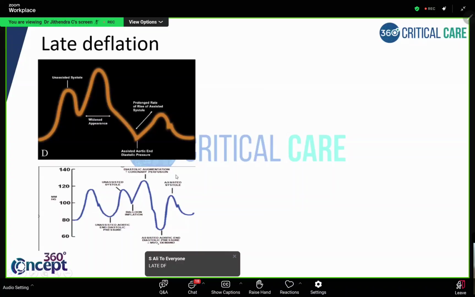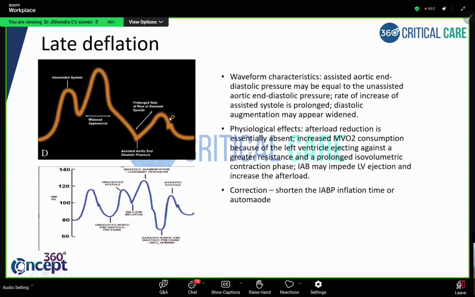You will not be having a normal waveform there. You will only have this waveform and you will be having 1:2 augmentation. So you should see what is happening here. This is how the waveform looks: prolonged rate of rise of assisted systole. So slowly it will rise.